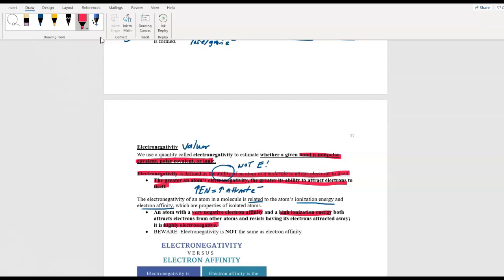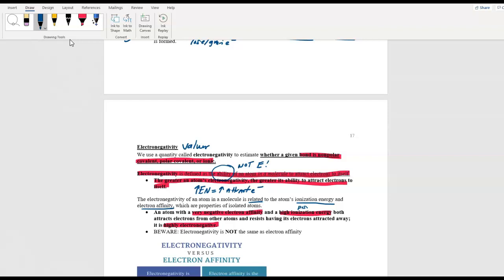It has a very high ability to attract electrons. So the more negative the electron affinity, the higher the ionization, and you know ionization numbers, these are all positive values, and the very high ability for that atom to attract electrons.